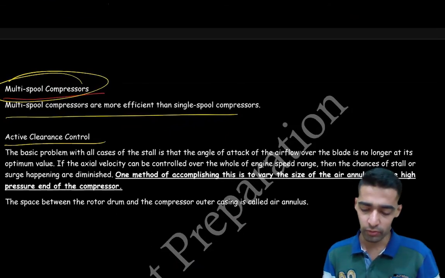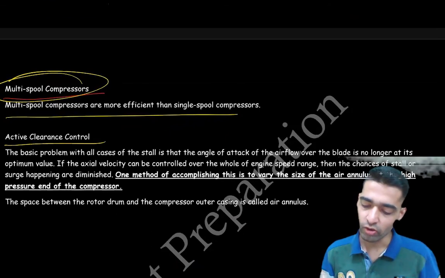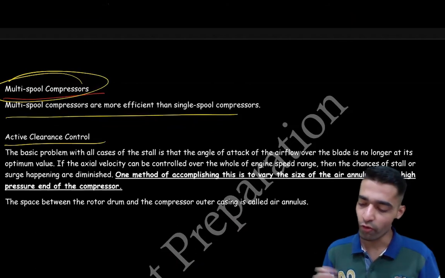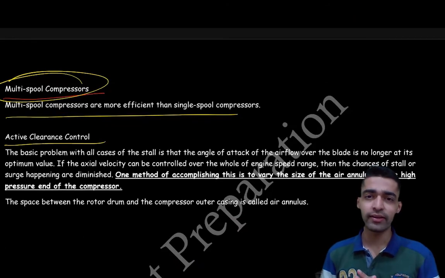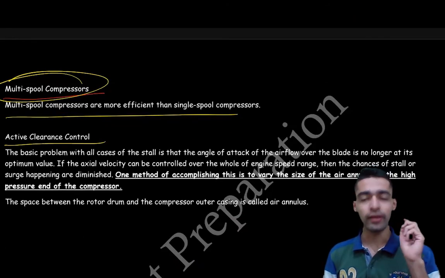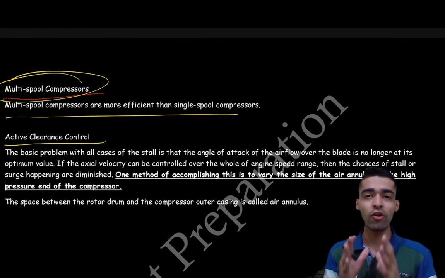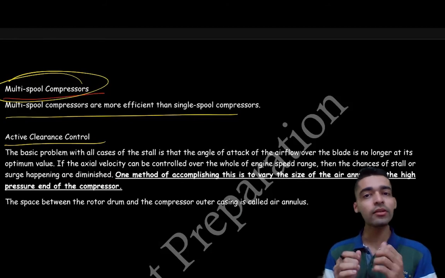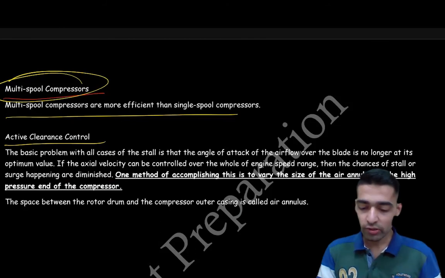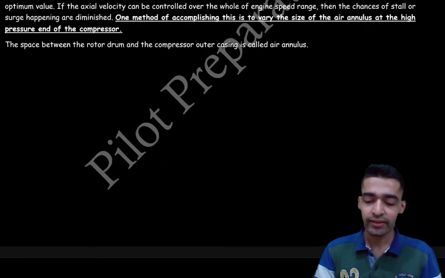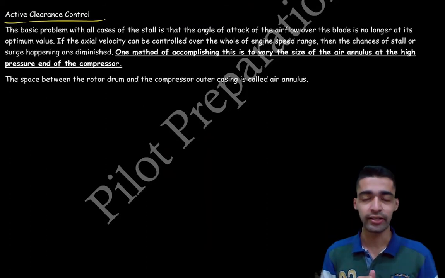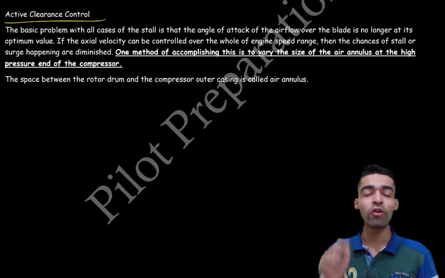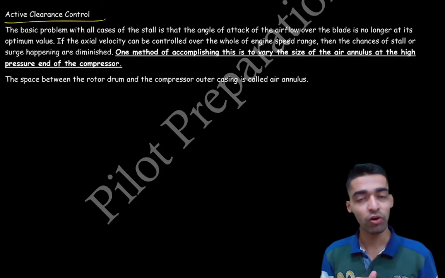What is active clearance control? The basic problem with all the cases of stall is that the angle of attack of the airflow over the blade is no longer at its optimum value, of course. So what we learned by the first line is, if the angle of attack of the air which is coming inside is good, then there would be no compressor stall, right? So we want to design the engine in such a way that the angle of attack should be good all the time, and continuously the compressor is increasing the pressure and decreasing the velocity. And because of this decrease in velocity, what would happen? There could be a chance of compressor stall, correct or not?